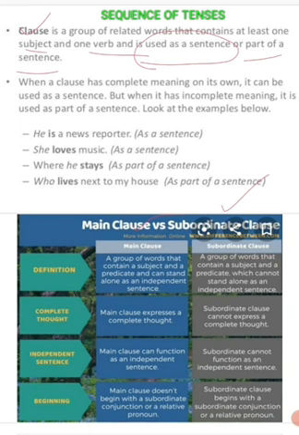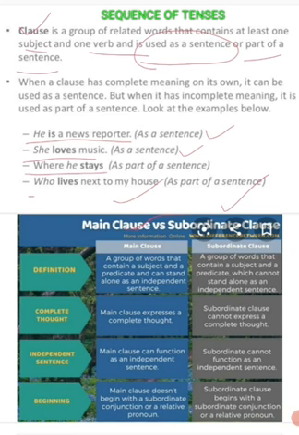Clause can be divided into two categories. Clear? So, what are those two categories? That is the main clause and the subordinate clause. Now, let us see a few examples. He is a news reporter. So this sentence is a complete sentence in itself. So this is the main clause. Or she loves music. It can act as a sentence. So this is also a main clause.